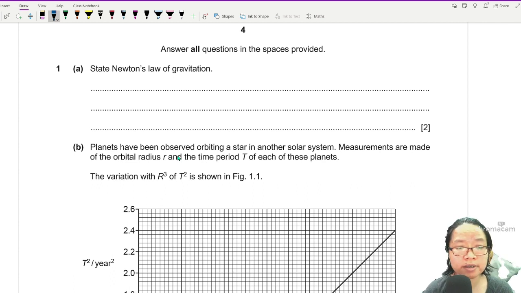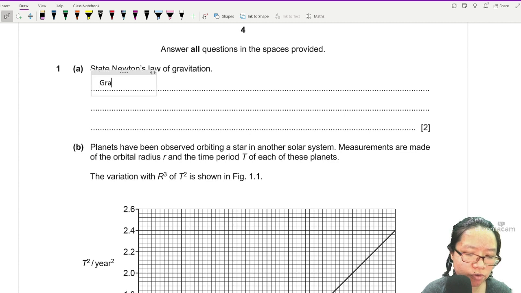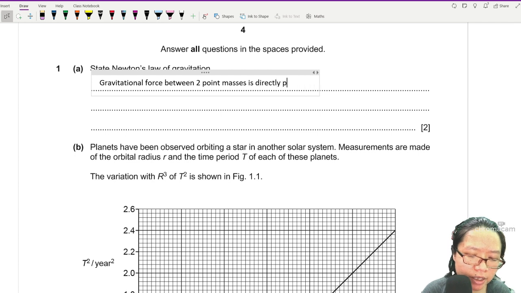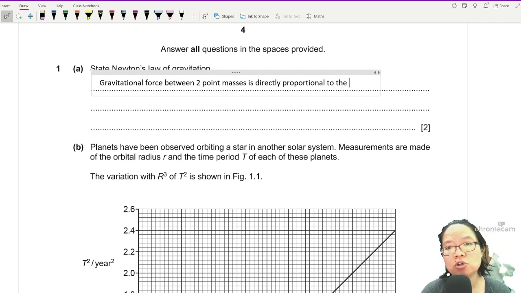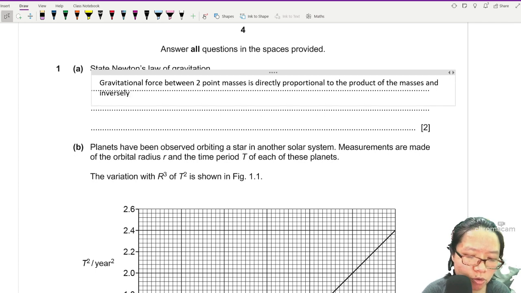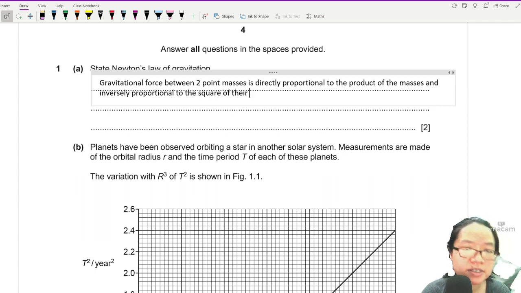So this is very standard. Okay, I'm going to type out the law instead of writing it. So this will be the force, or the gravitational force, between 2 point masses is directly proportional to the product of the masses and inversely proportional to the square of their separation.